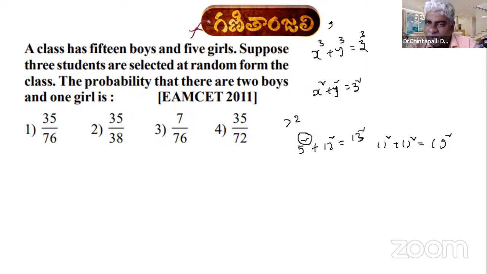x power 4 plus y power 4 is equal to z power 4. So is there any possibility, if that power is greater than 2? It is Fermat's last theorem. This question was raised by Fermat.